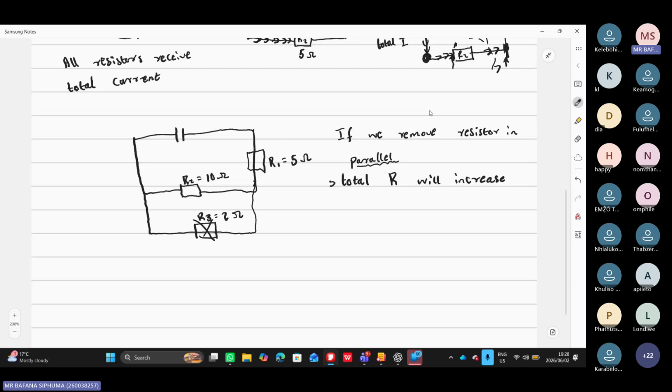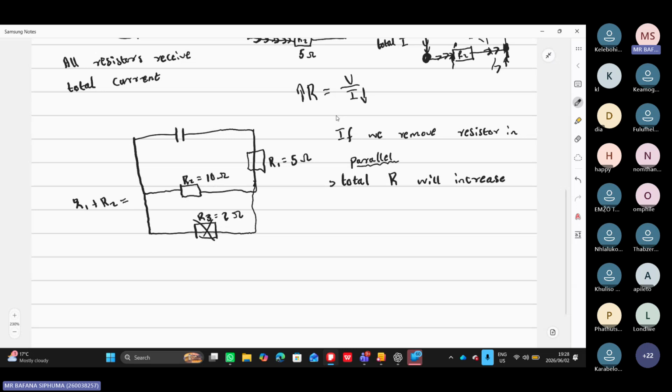You can also prove it if you calculate the total resistance here. With R3 included as a resistance, you will see that the value is smaller than when you calculate the resistance as R1 plus R2. You'll find that the value is bigger. So when we remove a resistance in parallel, the total resistance increases. Then Ohm's law says R is equal to V over I. Then you know that when resistance increases, the current is going to decrease.